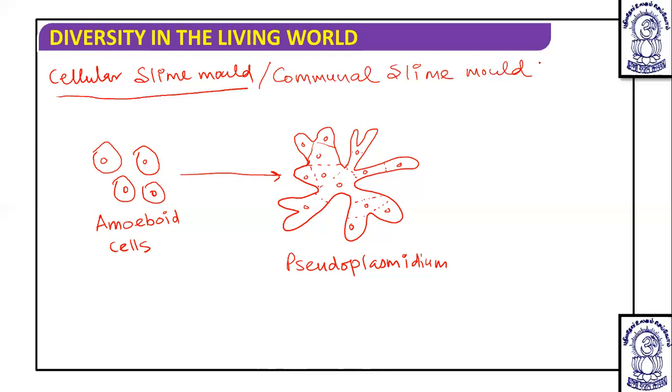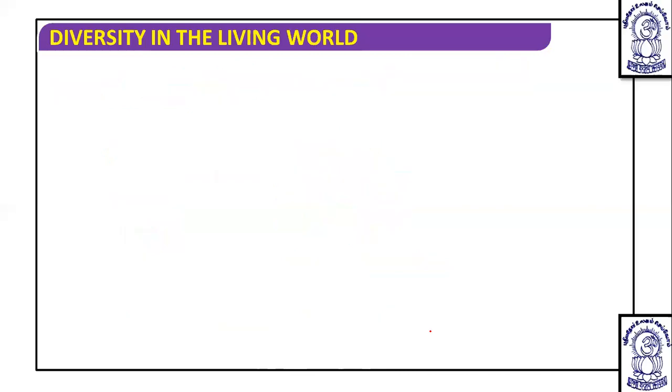And if we talk about this cellular slime mold, then we can note down some of the examples like Dictyostelium and Polysphondylium. Okay, so this is the type of slime mold and the characteristics.